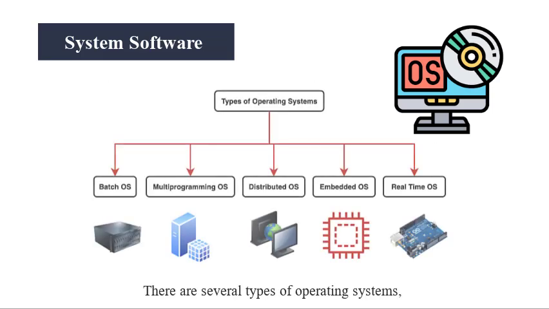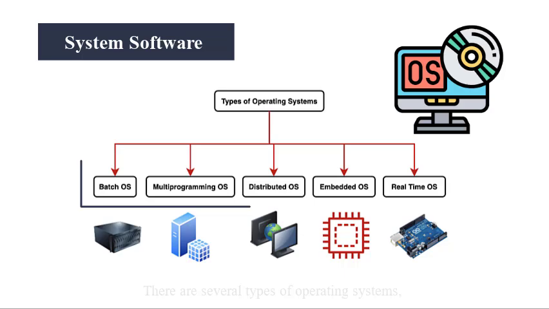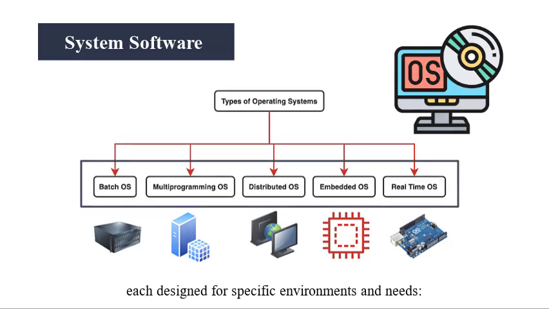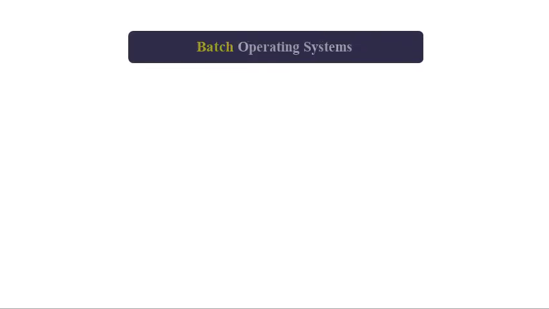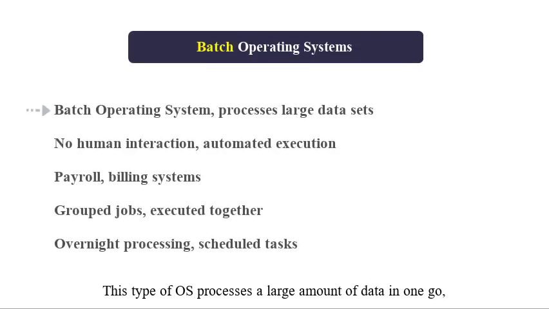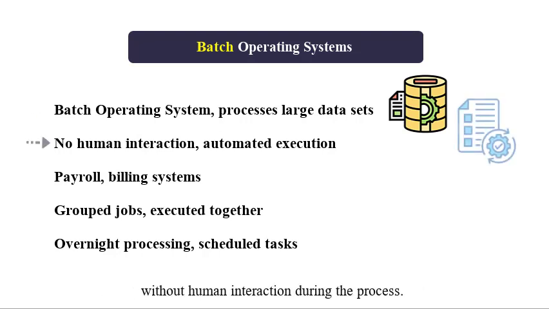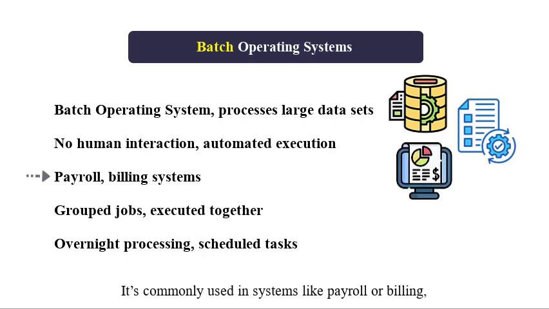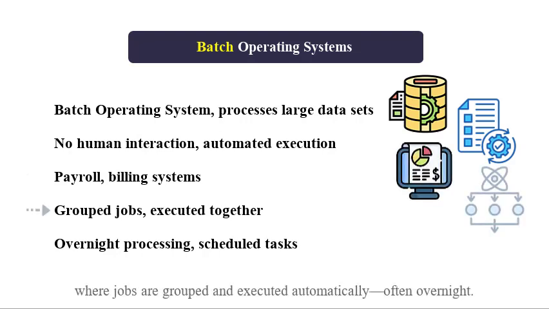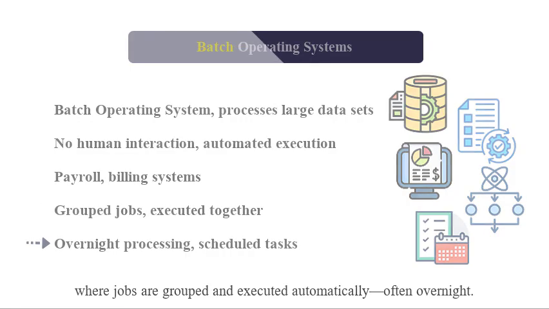There are several types of operating systems, each designed for specific environments and needs. Let's explore a few of them. Batch operating system. This type of OS processes a large amount of data in one go, without human interaction during the process. It's commonly used in systems like payroll or billing, where jobs are grouped and executed automatically, often overnight.